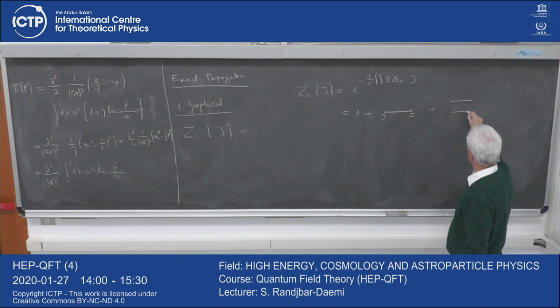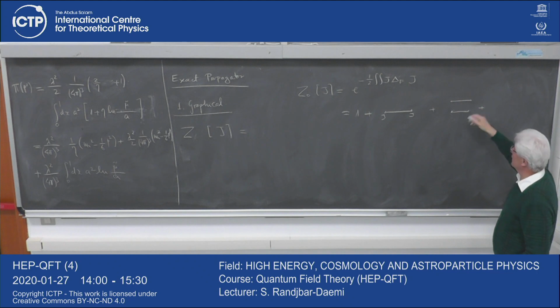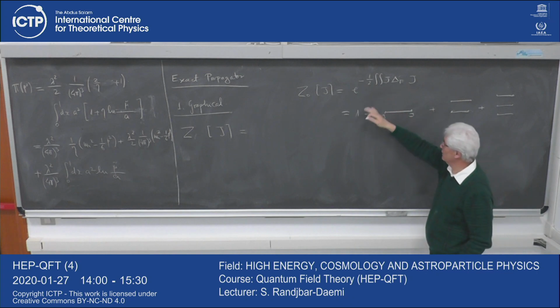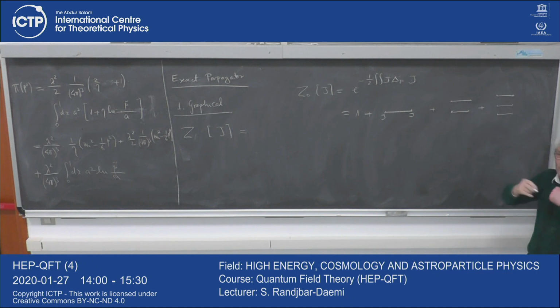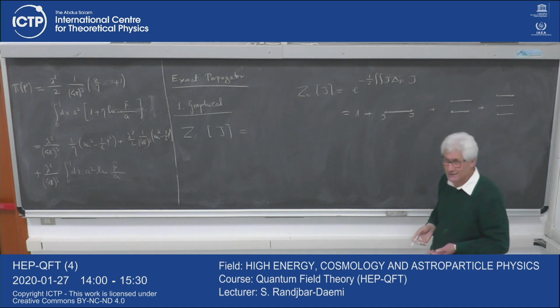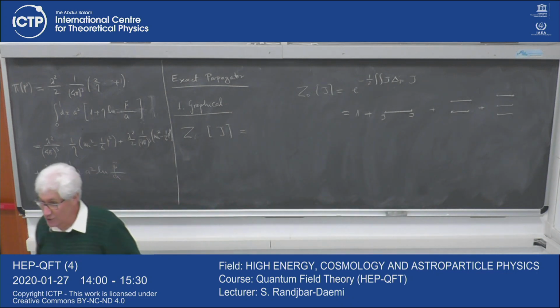Disconnected 2-point function. Disconnected 4-point function, which is obtained from the product of 2. And then the third power will give you a 6-point function, but disconnected. So in this model, if this was your theory, you will only get the disconnected graph. Apart from the first one, the rest will be just the product of the free propagator. Okay?